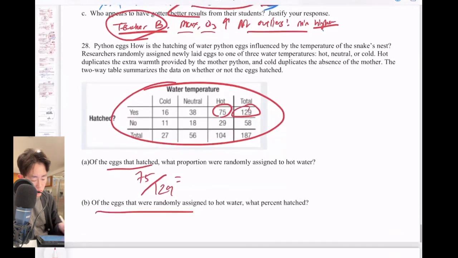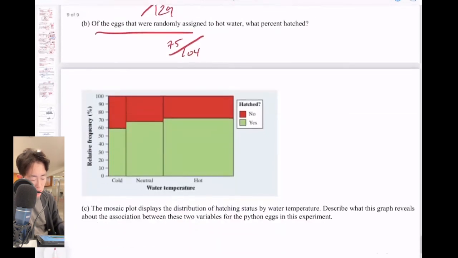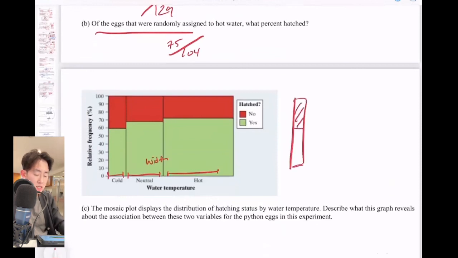Part B, of the eggs that were randomly assigned to hot water, so 104, what percent hatched, which is 75. Now, the mosaic plot, they actually have these, what we call width. It's the same thing as saying segmented bar graphs, like I said, but the only difference is that the width tells you how much of the frequency, how much of the numbers there are. The mosaic plot displays the distribution of hatching status by water temperature. Describe what this graph reveals about the association.